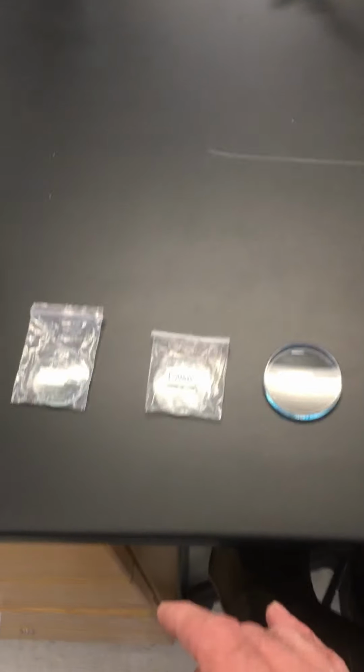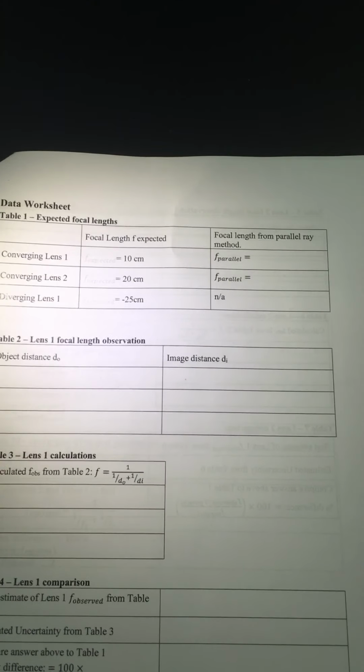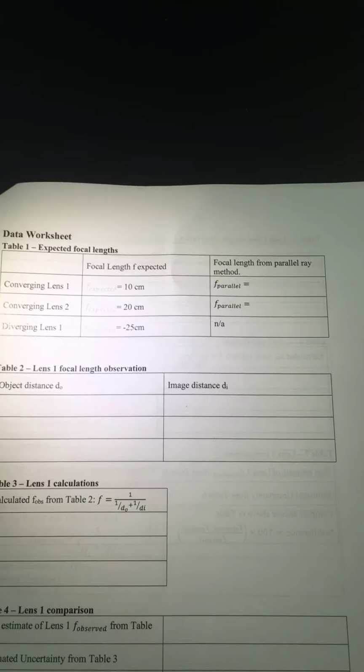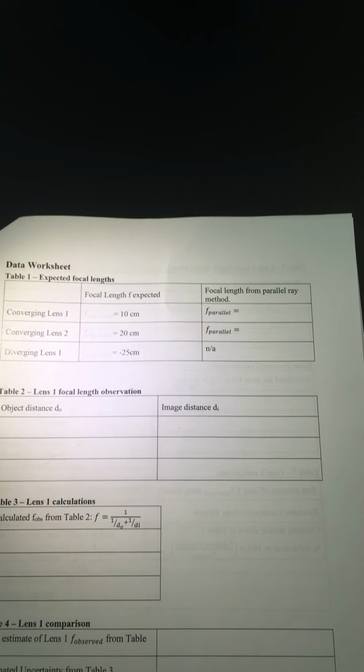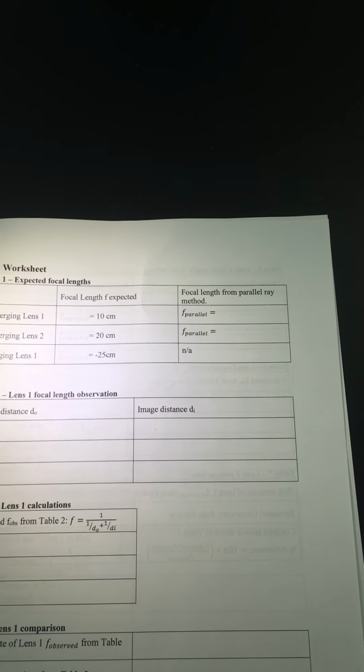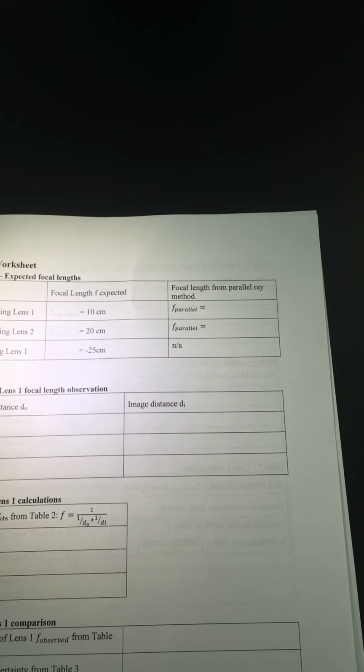Our first experiment in table 1 is going to be to figure out by what we call the parallel ray method exactly what the focal length of the lenses that we have are. Lenses, like many things, are built with a manufacturer's tolerance. The one in the bag that says positive 10 centimeters focal length might actually be a little bit different from that based on the manufacturing process. So we want to accurately measure what the focal length of that lens is.